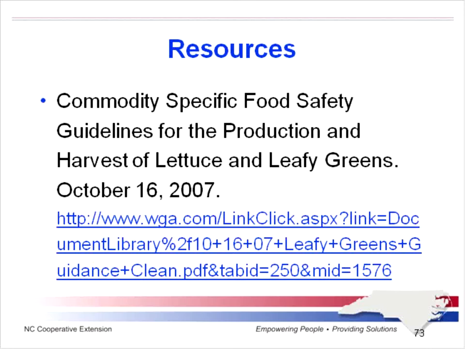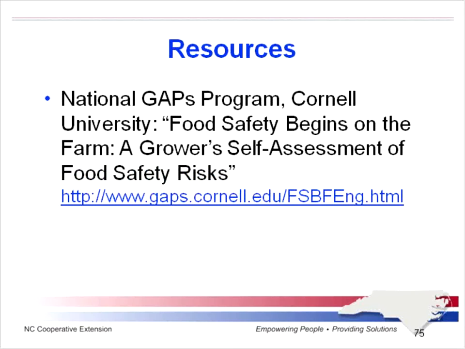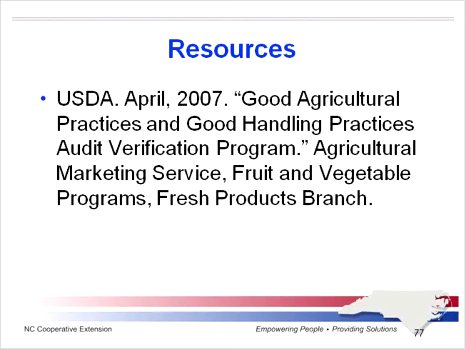I've given you a few resources here. Some of the commodity-specific food safety guidelines for leafy greens. And then also the guide, as we call it, for minimizing microbial hazards is here. The National GAPs program at Cornell. Davis has a good self-audit for growers and handlers. And then the audit verification system from the USDA, which you should all have in your packets as well.